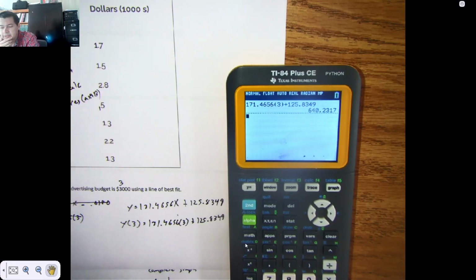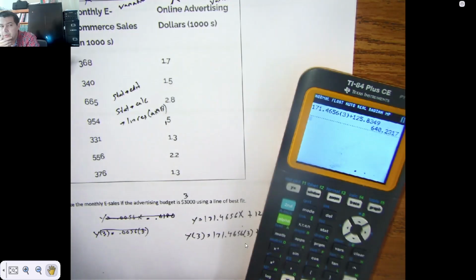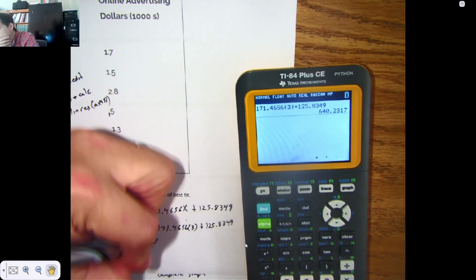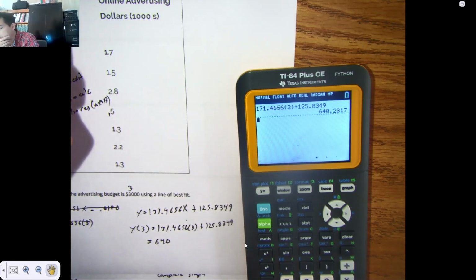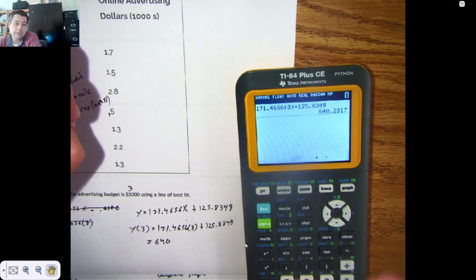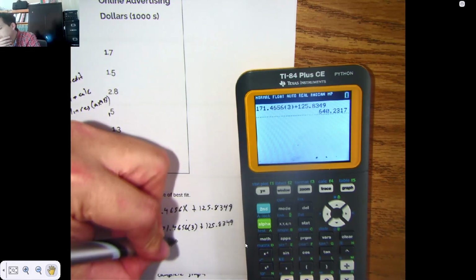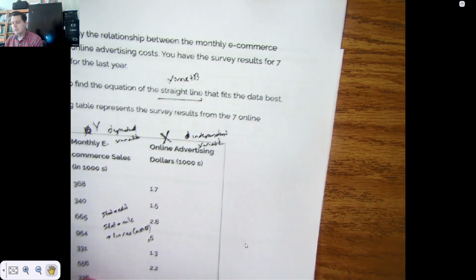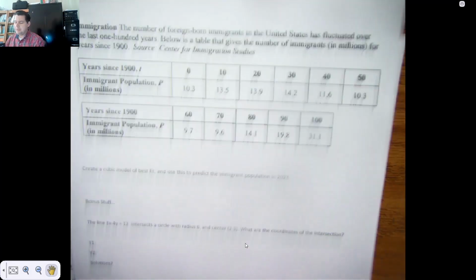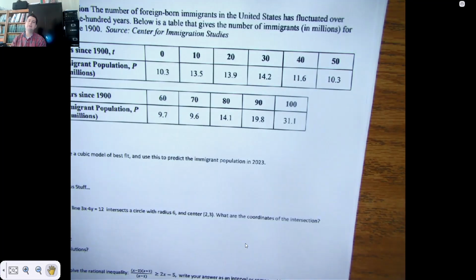640.23. And you can kind of see that they're just rounding over here to the nearest whole. So that's fine. 640 thousandths, that's cool. So $640,000. This is what matters. Some of you guys will get what that number is, some of you won't. So it pays to advertise, apparently. Well, it seems so.